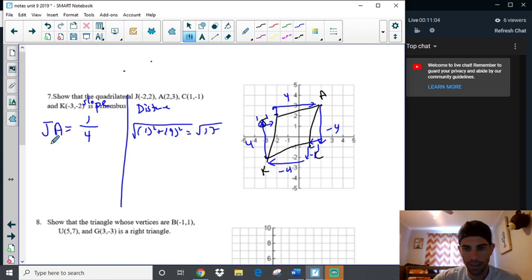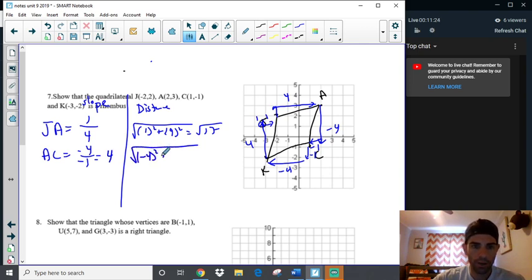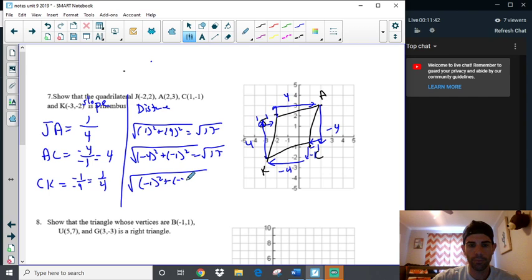Leave it like that. Now let's do AC. In AC, I went down 4 and left 1, and then that's going to be 4. Then I would do negative 4 squared plus negative 1 squared, and that's also going to be square root of 17. If I did CK, I went down 1 and left 4, which simplifies to positive 1 over 4. And negative 1 squared plus negative 4 squared is the square root of 17.